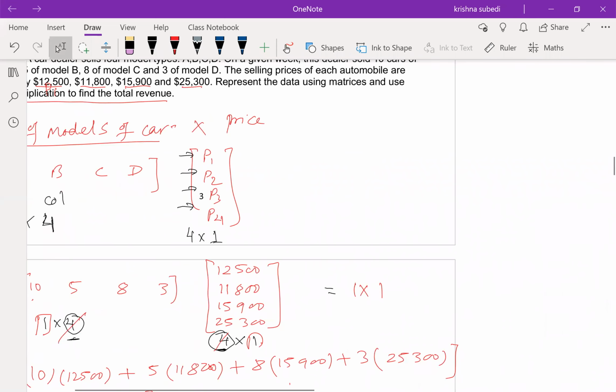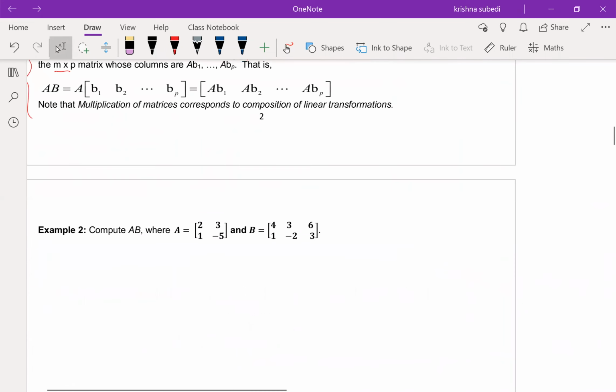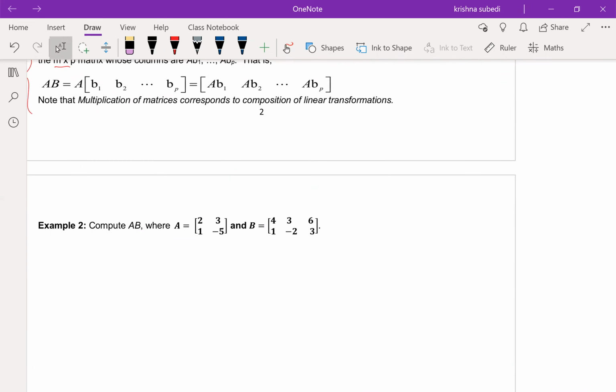Now let's go back to example 2 and practice here. First of all, this is 2 by 2 size, and this size is 2 by 3. Does the multiplication exist? Yes, right? So the resulting matrix should be 2 by 3.